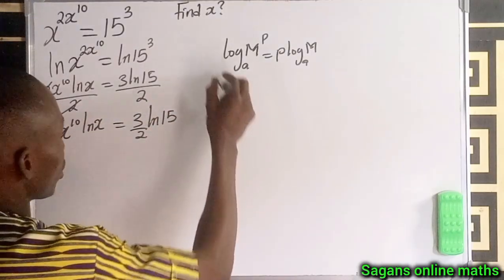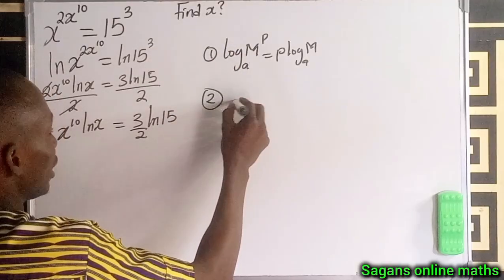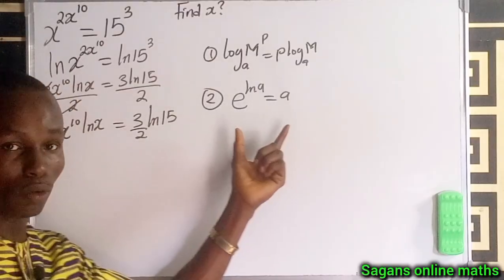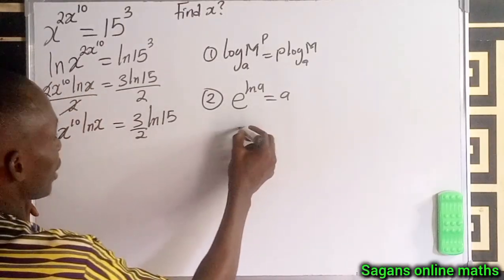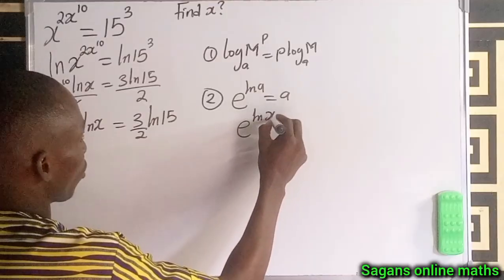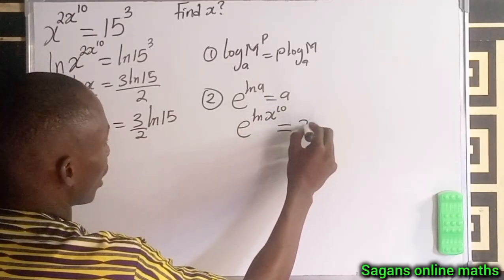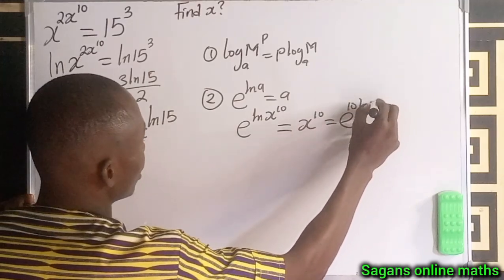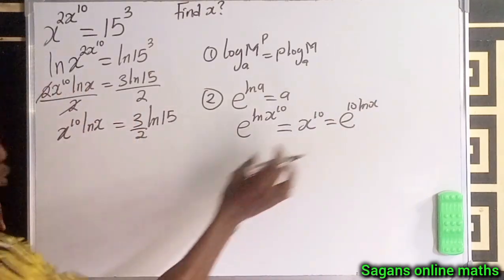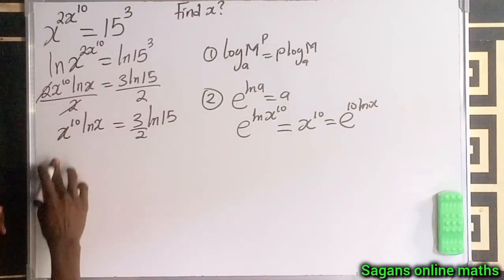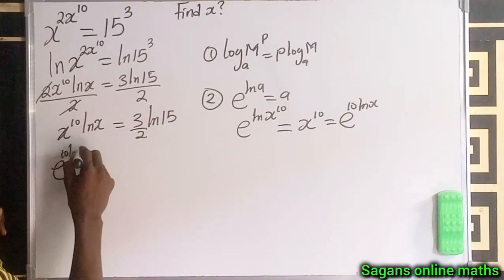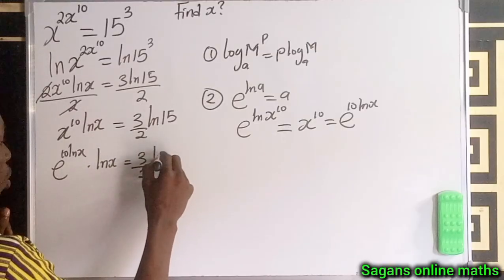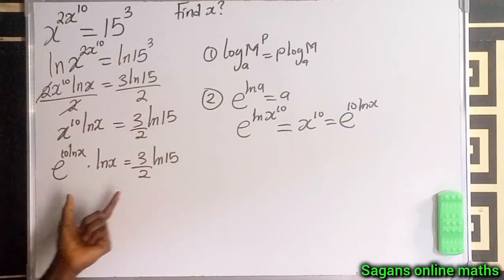Take note that this is one law, this is a second law, that e to the power of ln a is equal to a. Okay? This is one of the properties of logarithm, and to help us here, it means that e to the power of ln x to the power of 10 is equal to x to the power of 10, and also equal to e to the power of 10 ln x. They are equal. Okay? I want to choose this one. So then e to the power of 10 ln x multiplied by ln x is equal to 3 divided by 2 ln 15. Wow, this is amazing.